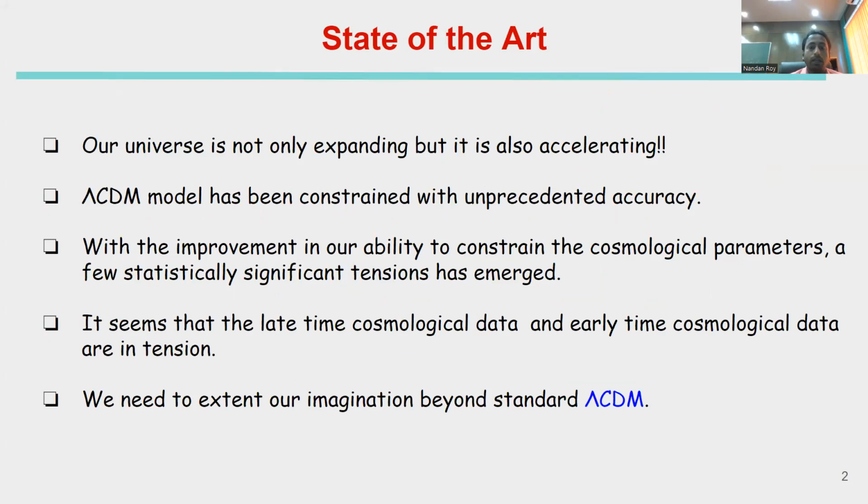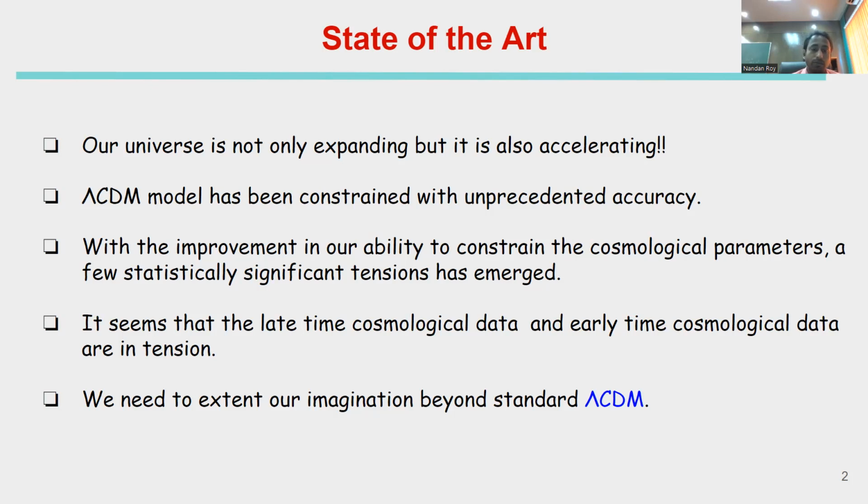Before I start, let us discuss the state of the art in cosmology and in dark energy sectors. We know from the supernova discovery in 1998 that our universe is not only expanding, it is expanding with acceleration. And the lambda CDM model has been the most successful model in explaining the accelerated expansion. But even though it is immensely successful, it suffers from some problems from both theoretical and observational points of view.